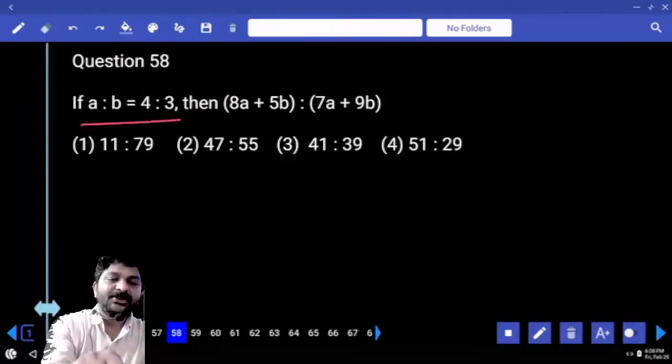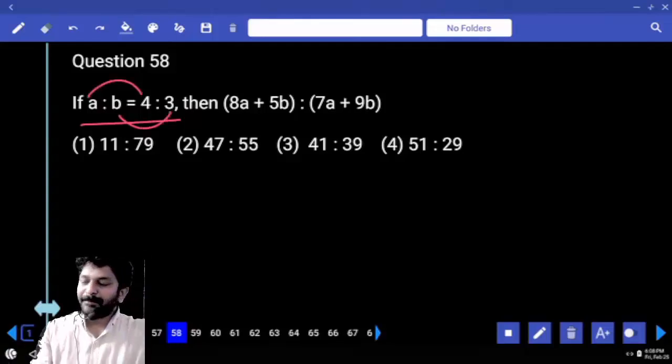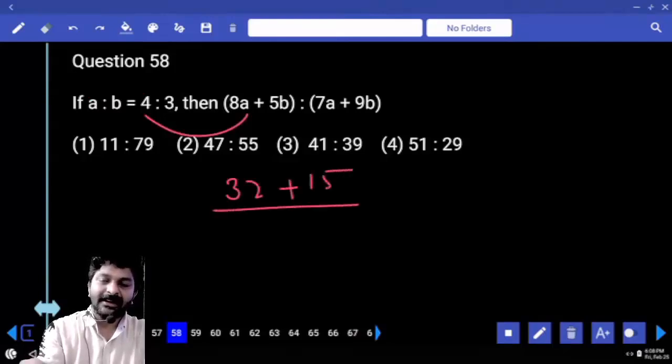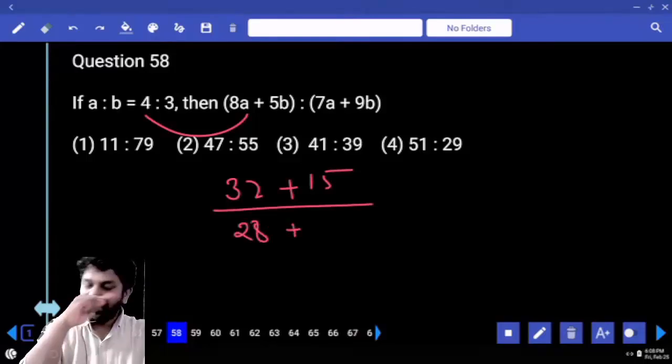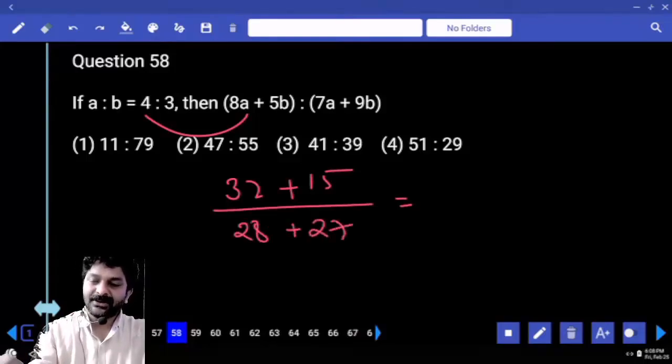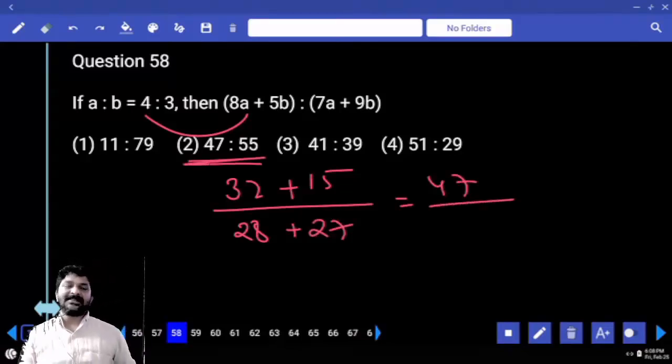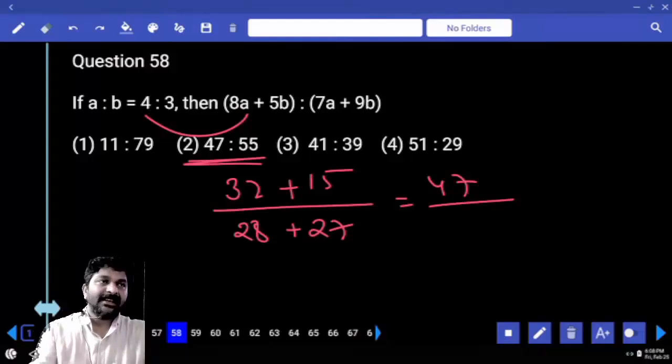Yes, A is to B is equal to 4 is to 3. From this, A is equal to 4 parts, B is equal to 3 parts. 8A plus 5B: 8 into 4, 32, plus 5B, 5 into 3, 15, divided by 7A, 7 into 4, 28, plus 9B, 9 3s, 27. So it is numerator 47. There is only one option with 47 or factor of 47. Second option, final answer.